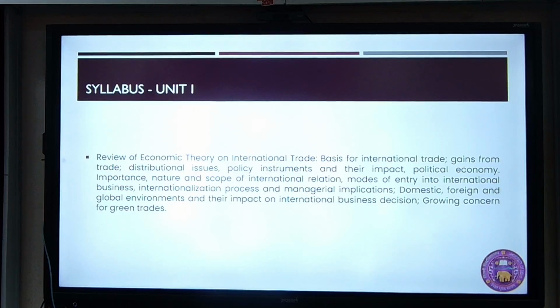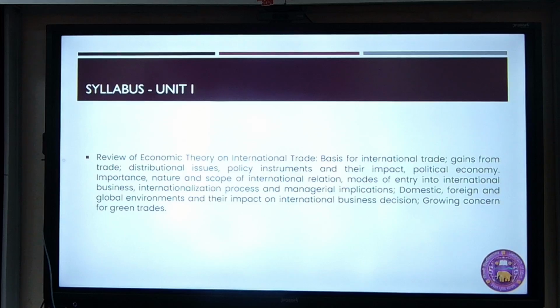Do you remember what kind of issues are there? Because not everything is good about international business and trade. There are some positive aspects. However, there can be some negative aspects or drawbacks as well when countries engage in international business. What are those? Distribution. What is the meaning of distributional issues?